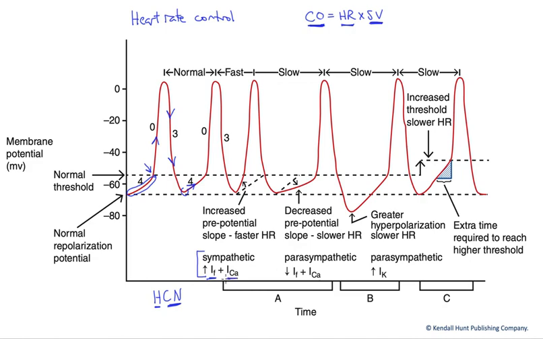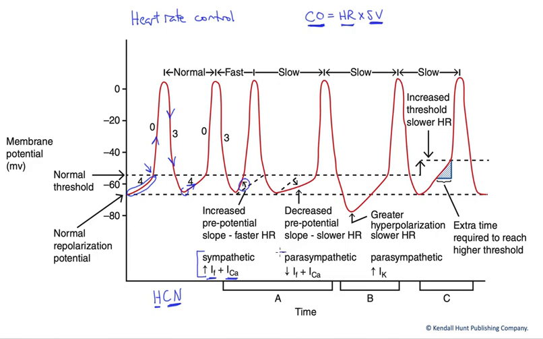We also get an increase in calcium influx as well. More sodium influx, more calcium influx makes our pre-potential steeper, and we get to threshold sooner, and our action potentials are closer together in time. That equals a faster heart rate.